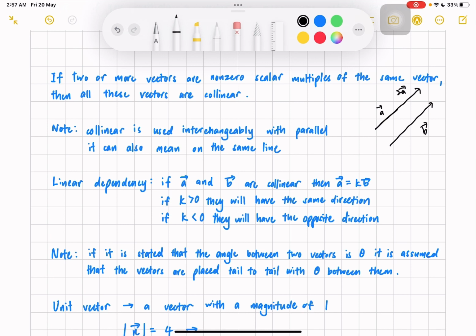Now, since vector B has the same length or same magnitude as vector 2A, we can actually put B on top of vector 2A, and it will be the same because vectors can move. And if we move it on top, it will become the same because they have the same direction. And if they have the same direction and they are on top of each other, then this means that they are collinear. So that's why collinear is used interchangeably with parallel. It can also mean that it is on the same line.